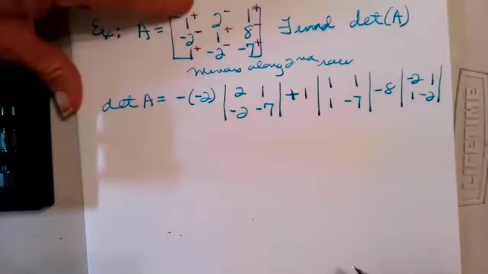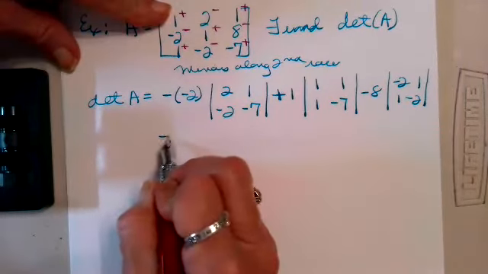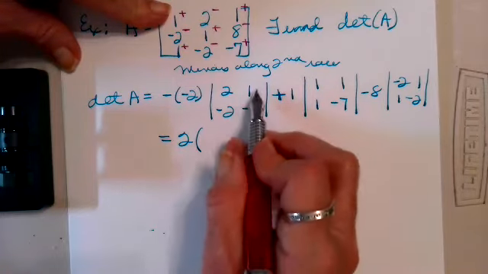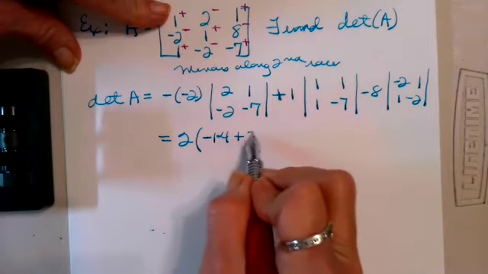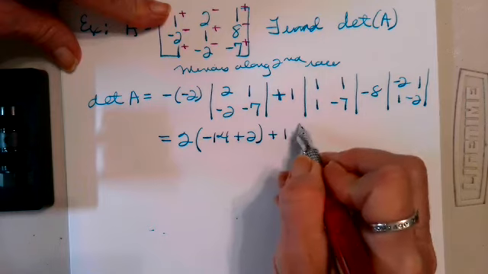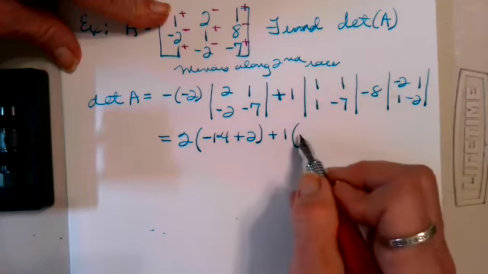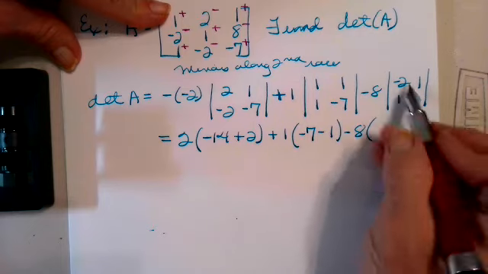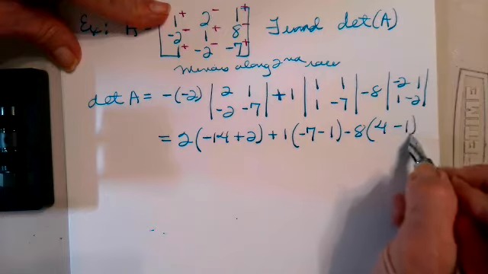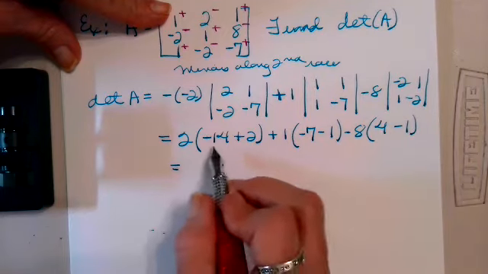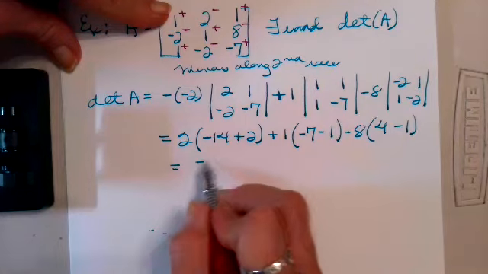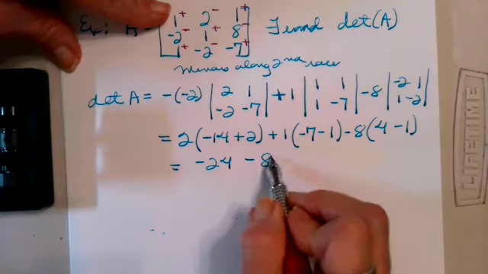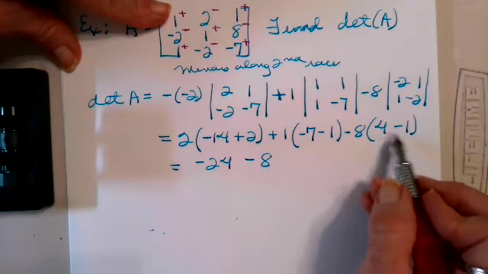Okay, and now we're down to 2 by 2, so we can actually compute the determinants. So here I get 2 times minus 14 plus 2, plus 1 times minus 7 minus 1, minus 8 times 4 minus 1. Okay, so this is minus 12 times 2 is minus 24. Here, this is minus 8. And then here I get 3.